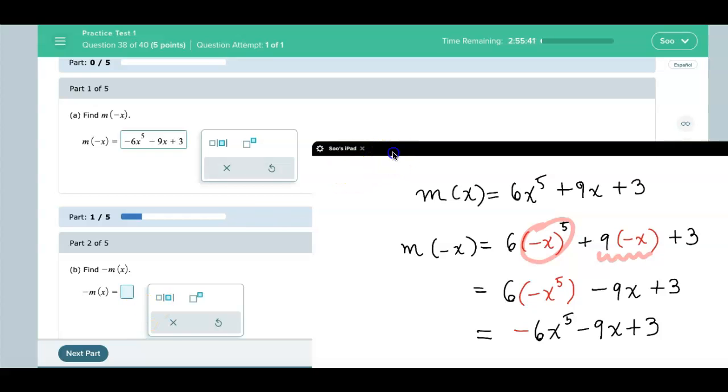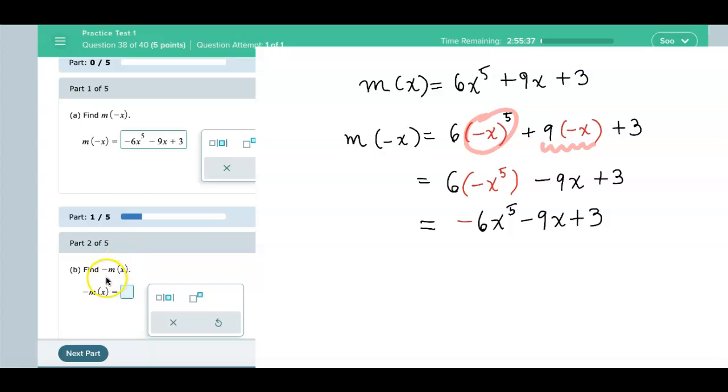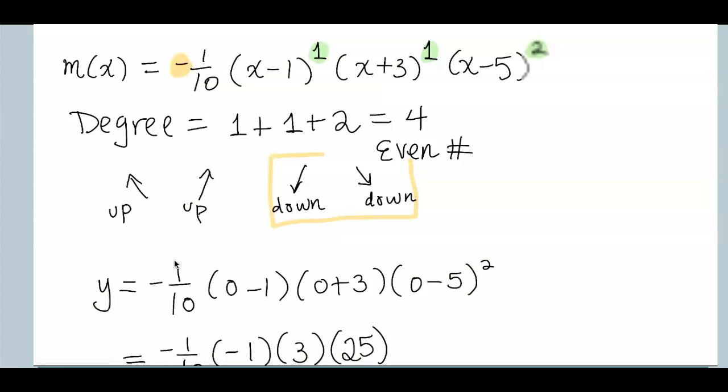Oh, this one is much easier this time. Look, they want you to find negative m of x. Okay, let me show you what that means. See, we did these. I think these are the same topics, but when they are worded slightly differently, they look completely different. Hold on, my note-taking app crashed. Going back in here.